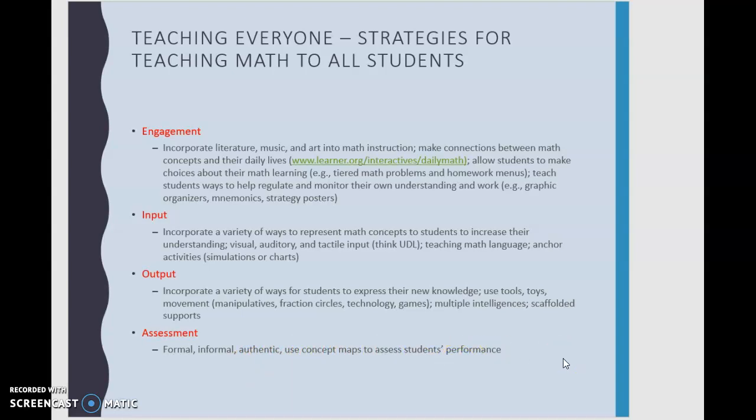Think about in chapter 10 when I talked about those Frayer models and those vocabulary maps. Use that as an assessment. Maybe you give them the term and they have to fill out the rest of it. And that's a really simple assessment for you to give to them.